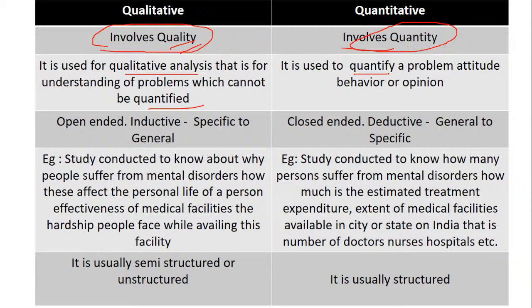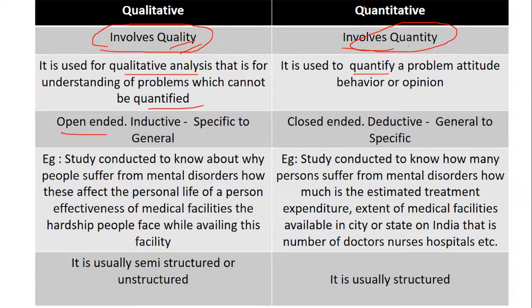So yes, the qualitative research has something in the form of open-ended questions. Now what do you mean by open-ended questions? It means these questions are descriptive in nature. You do not restrict the responses over here. They have a free choice to speak about it. So it has an inductive approach, that is specific to general.